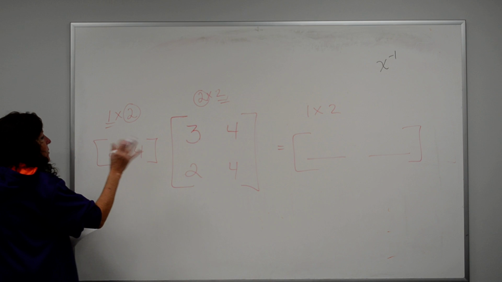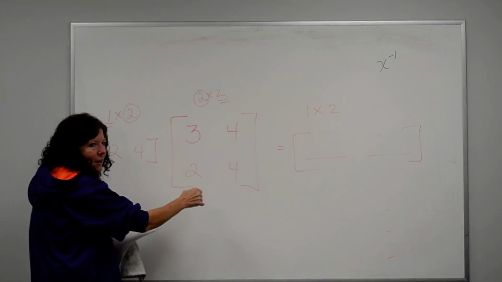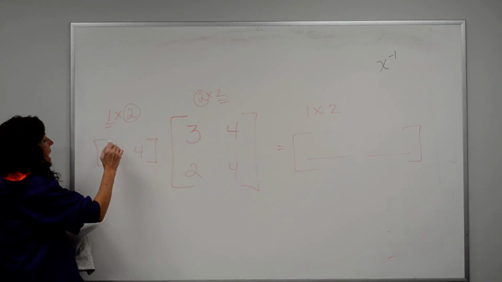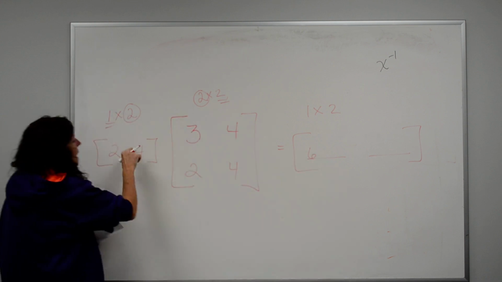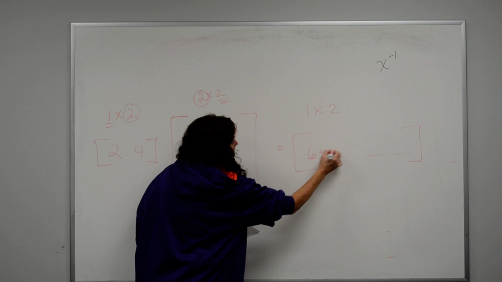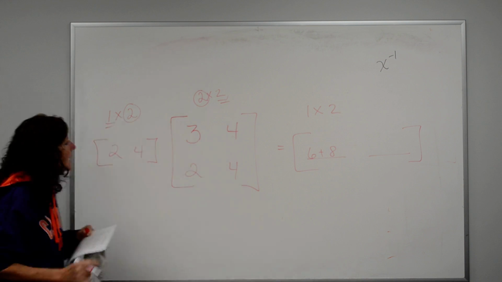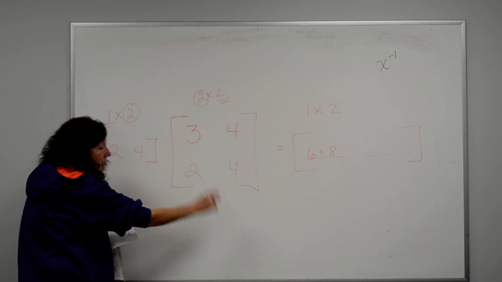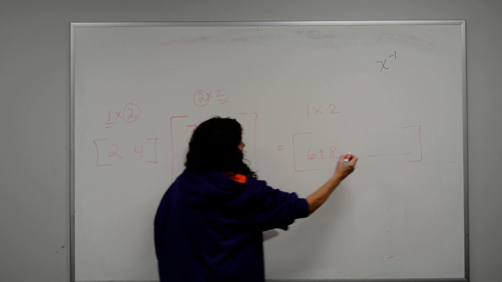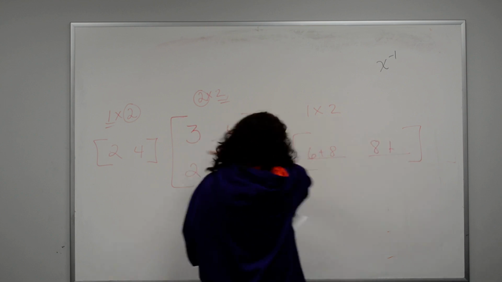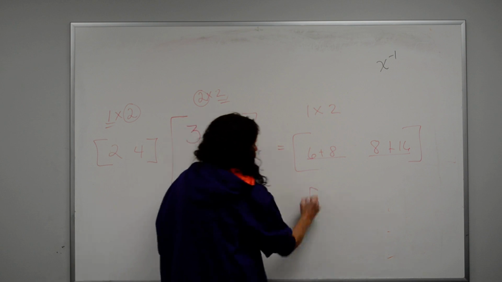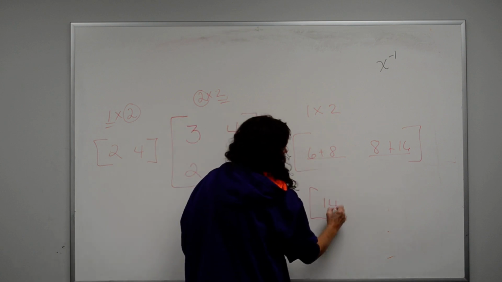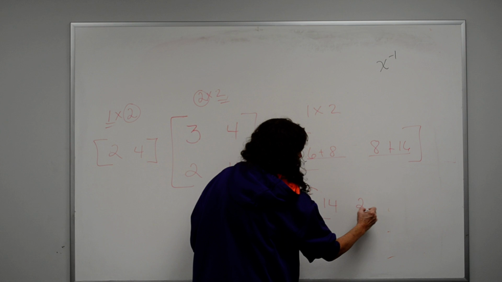So let's do this. Row by column. It's going to be pretty easy. I have a 2 times 3, which is a 6, plus a 4 times 2, which is an 8. Then I'm going to go to the next column. 2 times 4, which is an 8, plus a 4 times 4, which is a 16. So my answer is going to be 14 and 24.